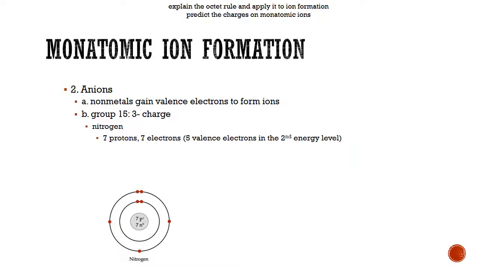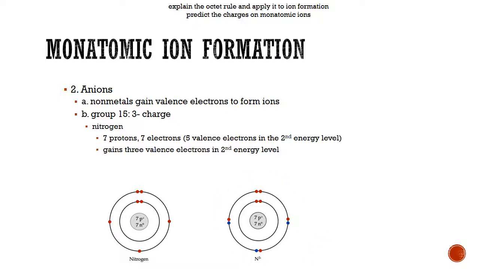So in order to fill its octet, nitrogen is going to gain 3 electrons in order to get that valence level, that second level, full with 8. And so if it gains 3 electrons, it will now have 3 more electrons than protons, making it have a charge of 3 minus. So we've gone from the nitrogen atom to the nitride ion, which is N 3 minus. And again, this would be for all group 15 nonmetals.